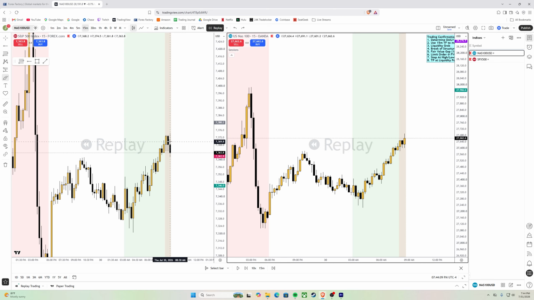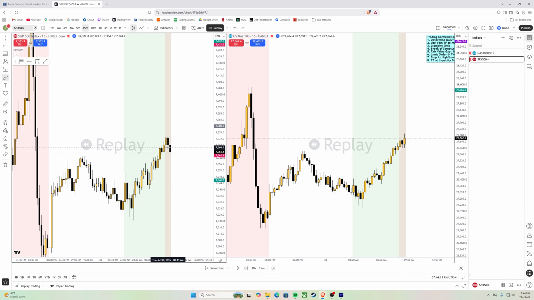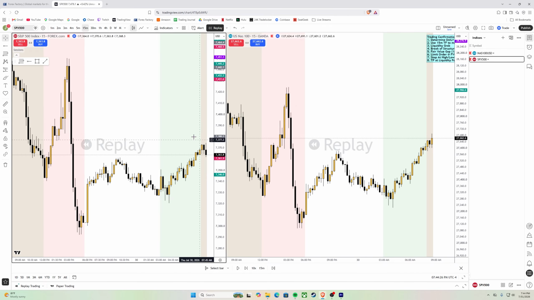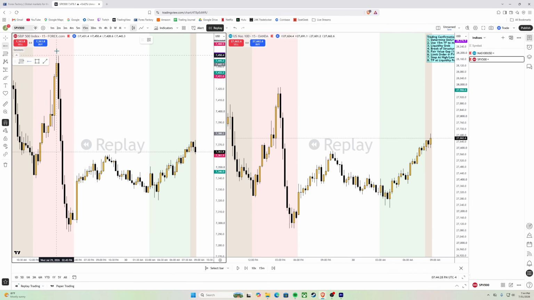So for the S&P, this is 8:30, so we look to the left. These do not count because they are equal highs, so we cannot use that. And obviously this high was clearly taken out a while ago, so we have to keep looking back. The most recent swing point is this high right here.